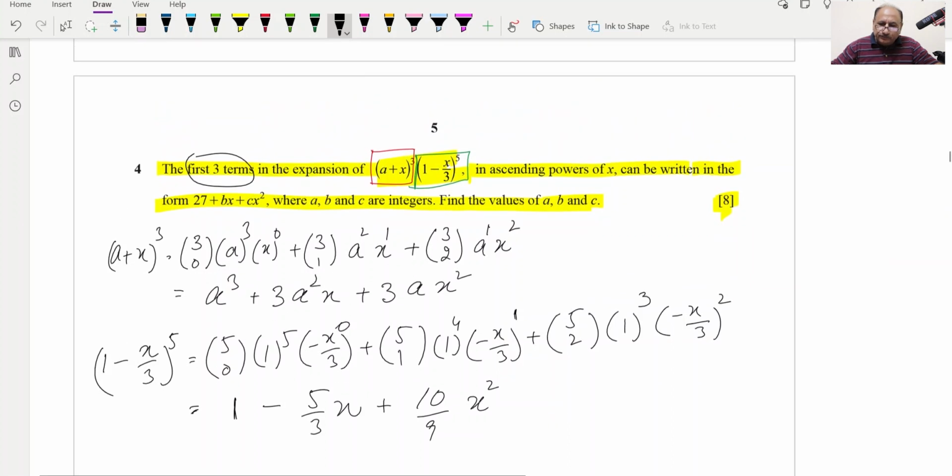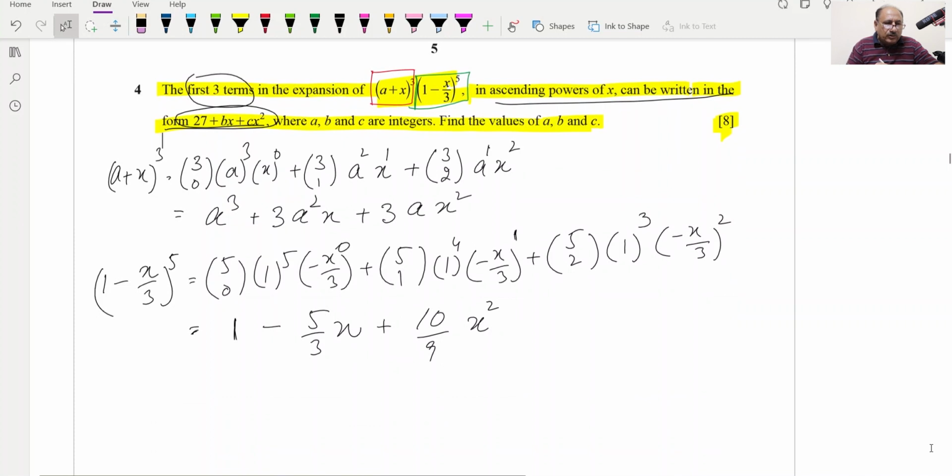Now they are saying the first three terms of the expansion, in ascending powers of x, can be written in the form of this one. So we have to write in this format. So what we can do, we can write a cube basically. Our first term, if we take a cube, will be equal to what? a cube will be equal to 27, and this implies a will be equal to 3. So we got this value, a is equal to 3.